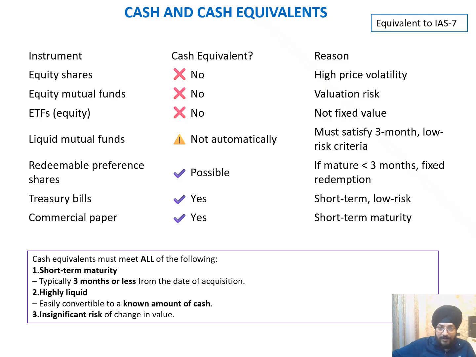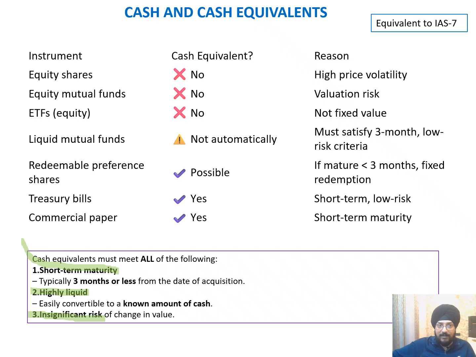Fixed redemption. Treasury bill, yes. Short term, lower risk. Commercial paper, yes. Short term, lower risk. So a cash equivalent must meet all the following: short term maturity, typically 3 months or less from the date of the acquisition, highly liquid, easily convertible to a known amount of cash, and insignificant risk. So any instrument, if it qualifies these criteria, then definitely it can be treated as a cash equivalent. But if not, then it cannot be treated as a cash equivalent while presenting the cash flow statements.